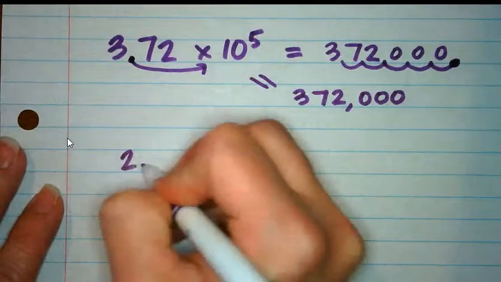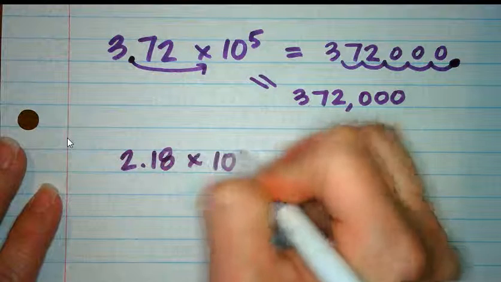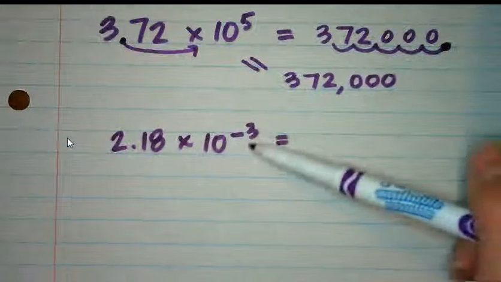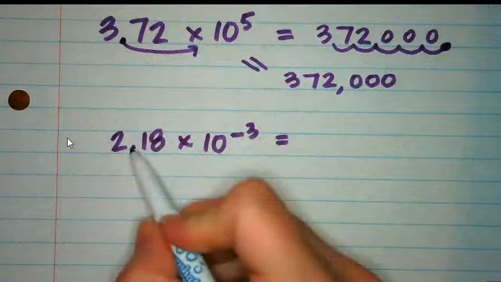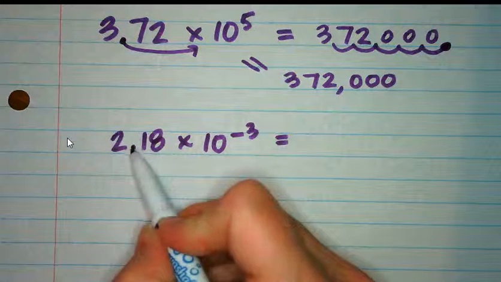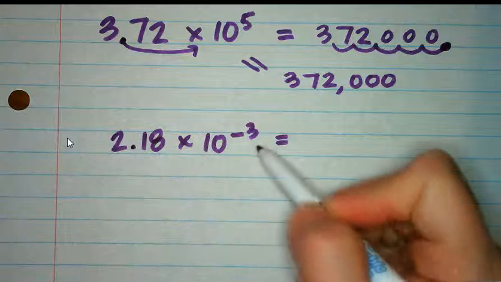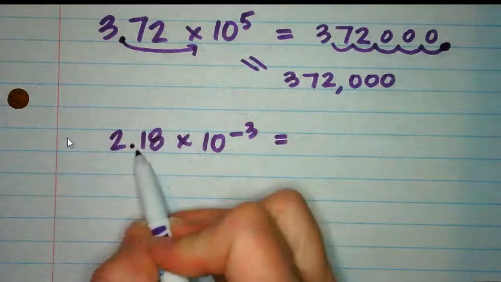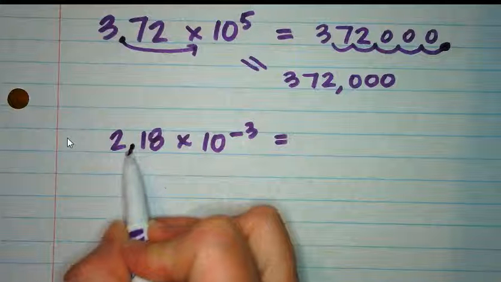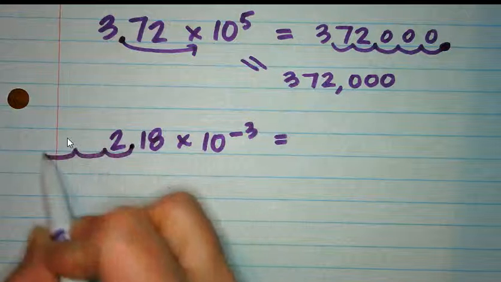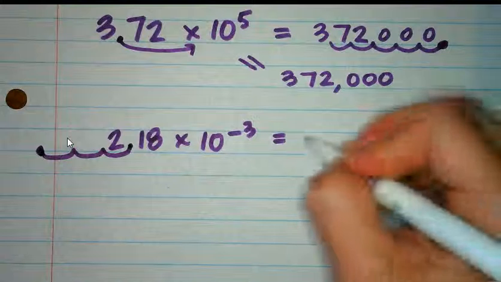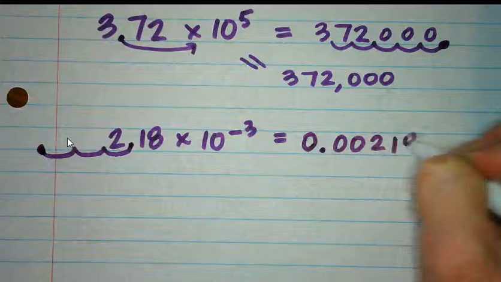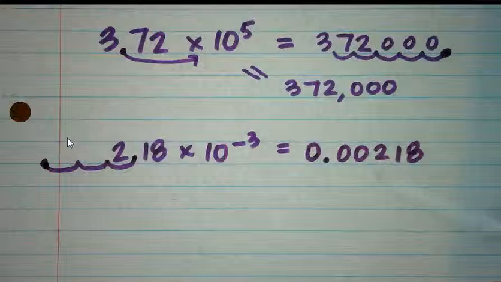Here's an example if the exponent is negative. Let's say we had 2.18 times 10 to the negative third. When the exponent's negative, I remember that a negative exponent means really small, which means the decimal needs to be at the beginning. So if the exponent is negative, the decimal's at the beginning. So if I take this number, 2.18, and I move the decimal 3 times to be at the beginning of a number, then my answer is going to end up being 0.00218.